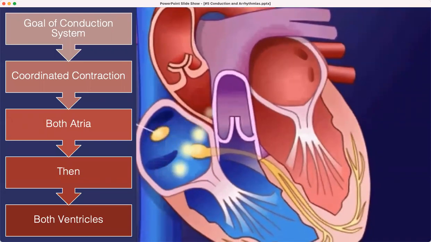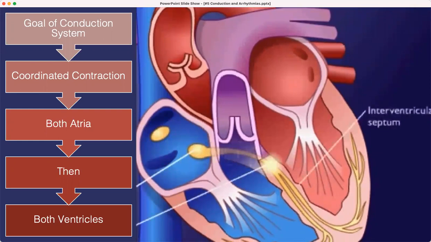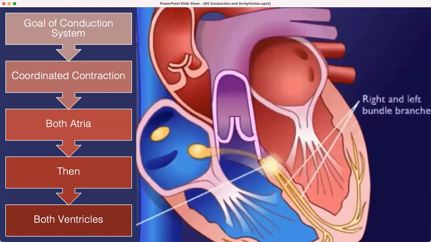So that first firing from the sinoatrial node sends the impulse to the left atrium. So both atria contract at the same time. And then the impulse goes to the AV node. And the AV node goes into the bundle of His and then separates into left and right bundles that are located in the interventricular septum. And then those fire off at the same time so that both ventricles contract at the same time.